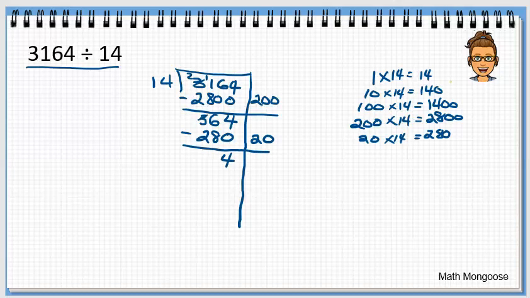Subtract. 4 take away 0 is 4. 6 take away 8 we can't. We borrow over here. That becomes 16. 16 take away 8 will leave us with 8. So we are now down to 84.